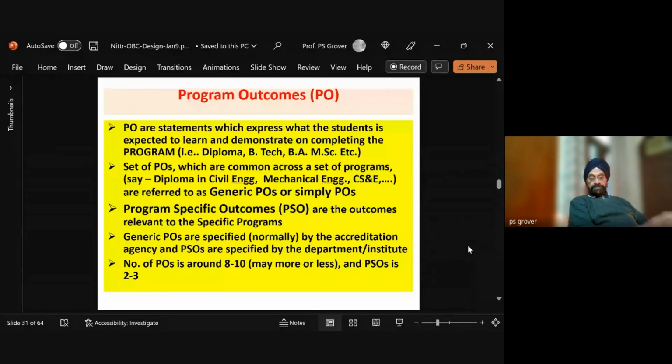A set of POs which are common across a set of programs, like diploma, are known as generic POs or simply POs. But then there are program-specific ones. For example, we have an engineer.